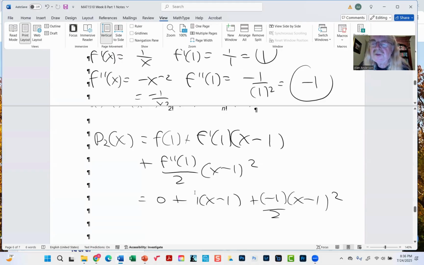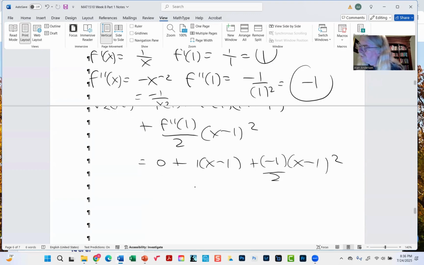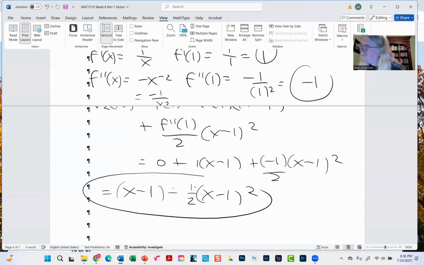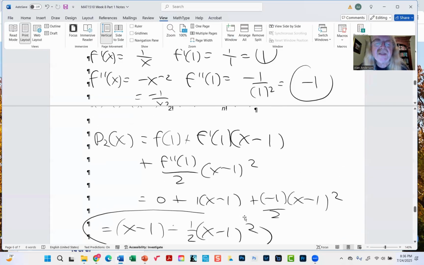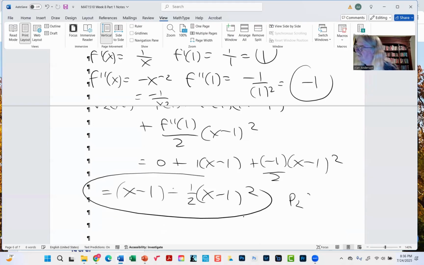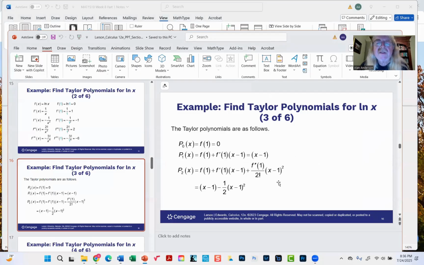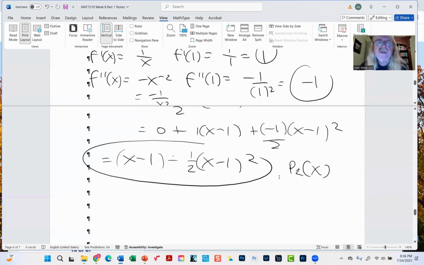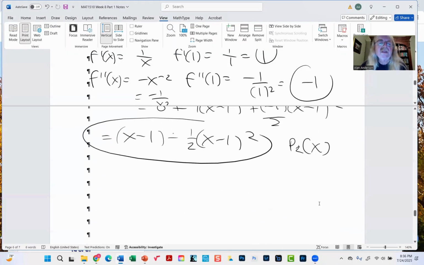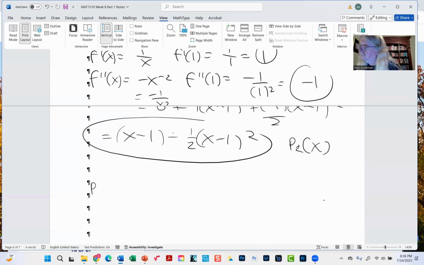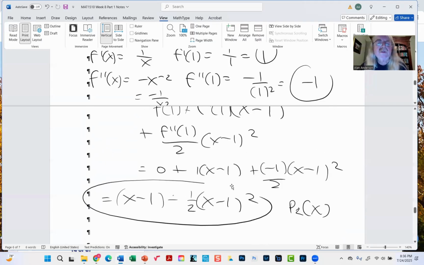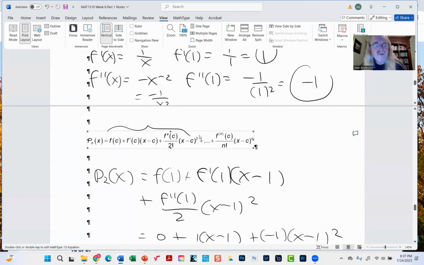Okay, so in other words, we get the first two terms we already had, plus we have another new one. So we have the x minus 1 minus 1/2 x minus 1 squared. That is what we mean by P2 of x. Okay. Now they may have written it slightly differently. X, no, that's exactly what they have. And then we still need P3 based on this formula. So we just add another term.